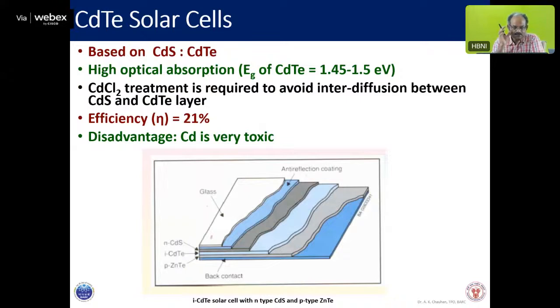Then another solar cell, which is the CdTe solar cell, a thin film, in which, if you see, there are two layers, cadmium sulfide and cadmium telluride. These have high optical absorption. The typical band gap is between 1.45 to 1.5 electron volt. CdCl2 treatment is required to avoid interdiffusion between cadmium sulfide and CdTe layers. The typical efficiency of this kind of solar cell is 21%.